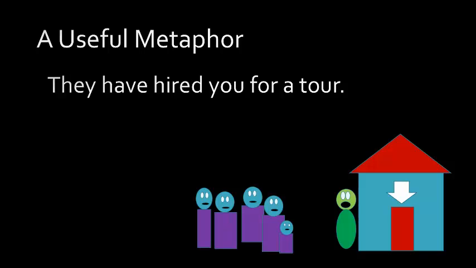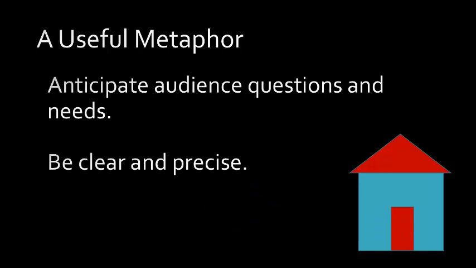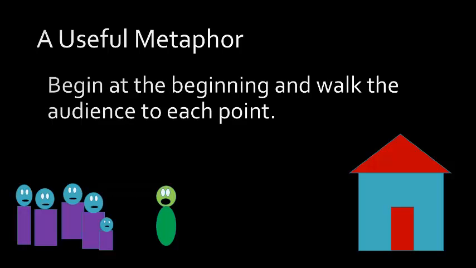Talk about each thing. Give the specific name for the thing. Talk about why it's important. You don't have to treat people like they're stupid, but talk about the door, the roof, the doorknob. Anticipate audience questions based on who they are and anticipate their needs. Be clear and precise. Begin at the beginning and walk the audience to each point.